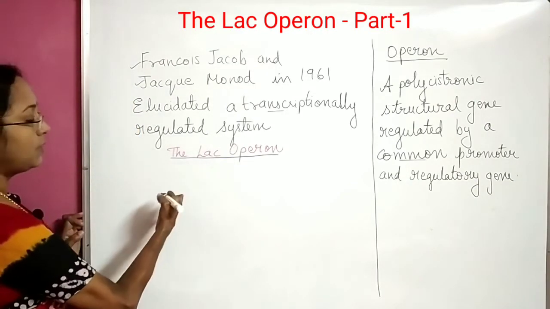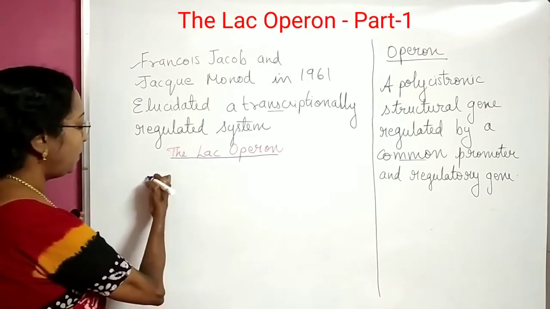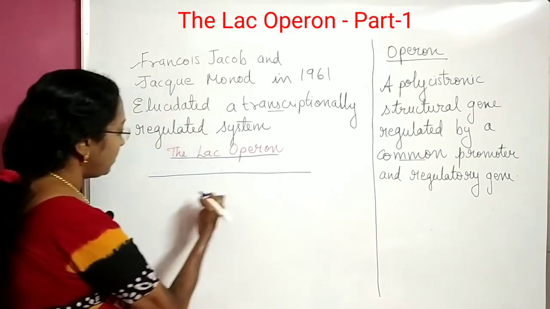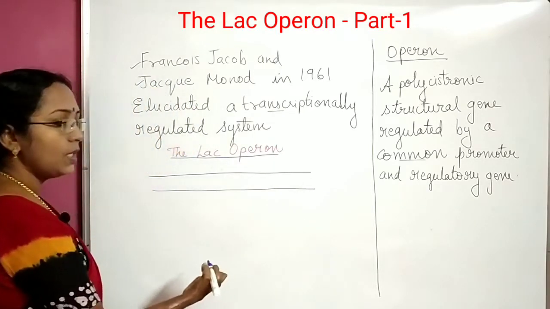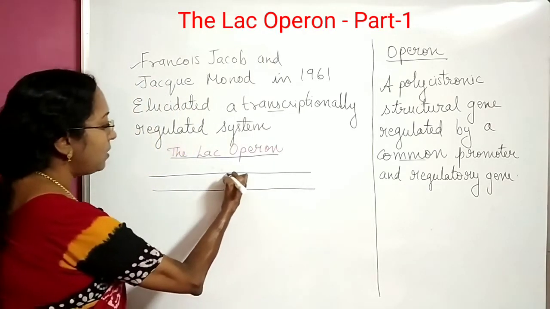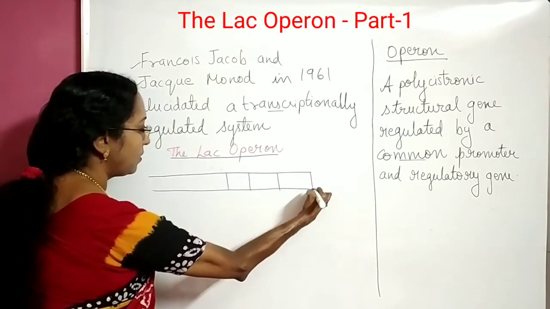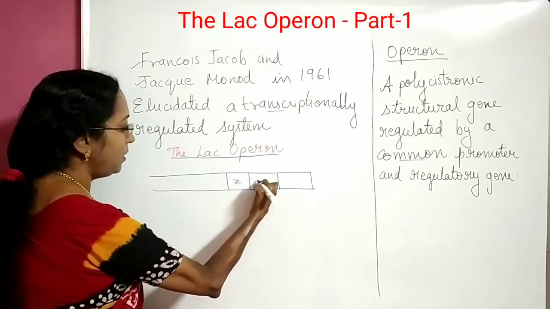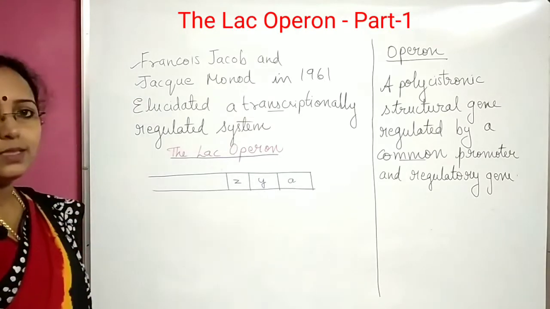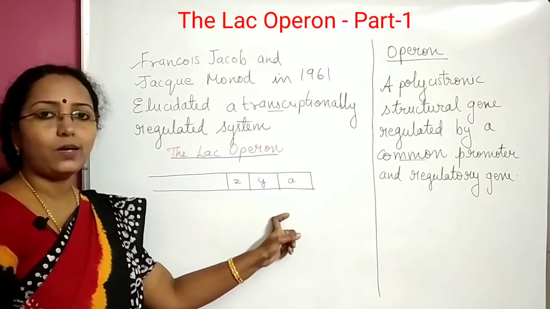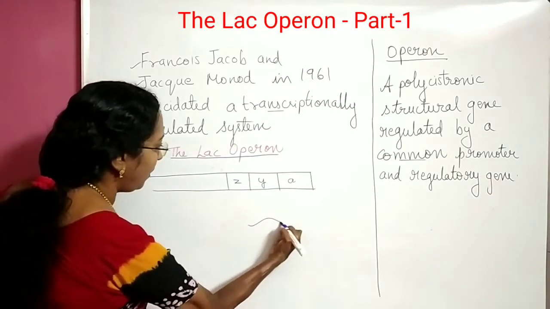So the Lac Operon, as I've told you, has many structural genes arranged. Let me tell you about those structural genes. Here I am drawing two parallel lines, depicting the DNA. And I am drawing three structural genes here. This is my Z gene, Y gene and A gene. These are the three structural genes in this Lac Operon, and they produce one mRNA.